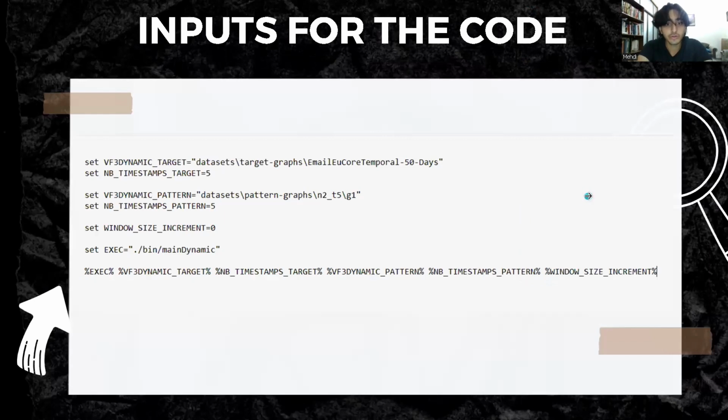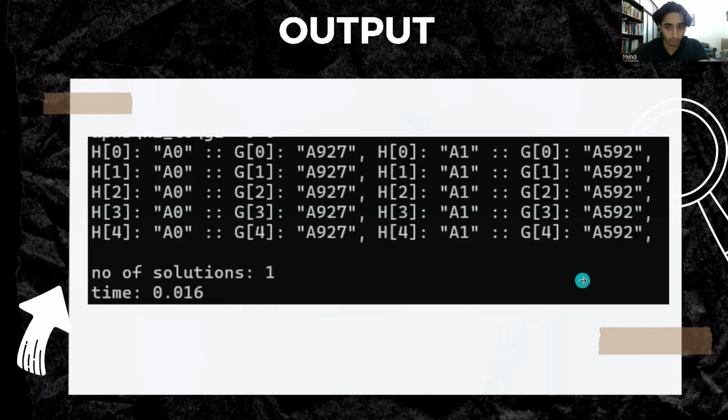Okay, so our inputs for this code were, firstly, we went to the data set, and for the target graph, we used the email 50 days data, and we took out the first five snapshots of that graph. For the pattern graphs, we went to the two nodes with the five snapshots first graph, G1, and we used the five pattern graphs there, and we did not increment our window. And then, this is the output.